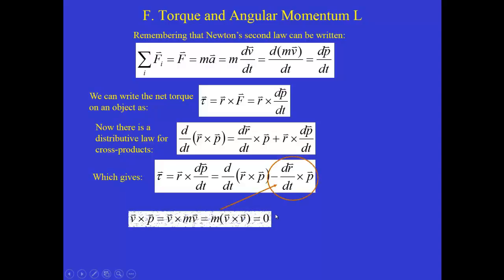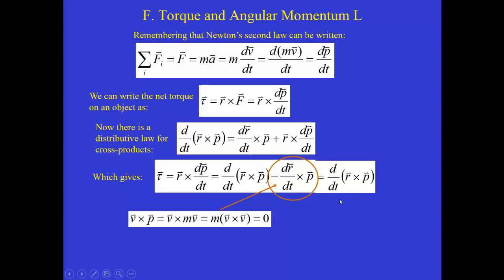Okay, now velocity crossed into momentum, v cross p, well that's the same as v cross mv. And one of the things that we've seen using the vector cross product is that any vector crossed into itself, or anything parallel to it, is equal to 0 because the angle between the two vectors is 0, and the sine of 0 is 0. So this dr dt cross p term drops out completely, and that leaves us with the result that the net torque on an object is the time derivative of this vector cross product r cross p. So it's got linear momentum in it, but we have the vector r crossed into that.